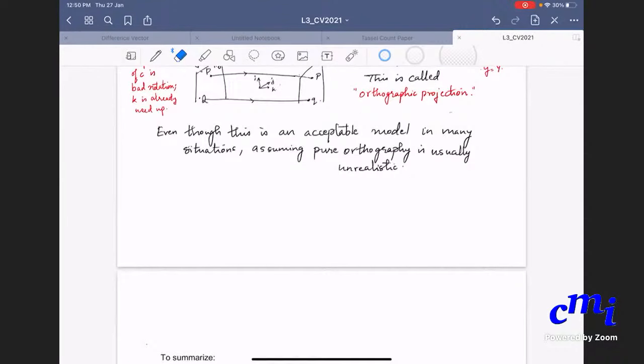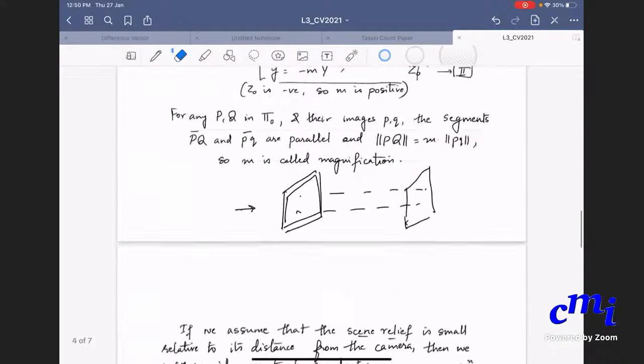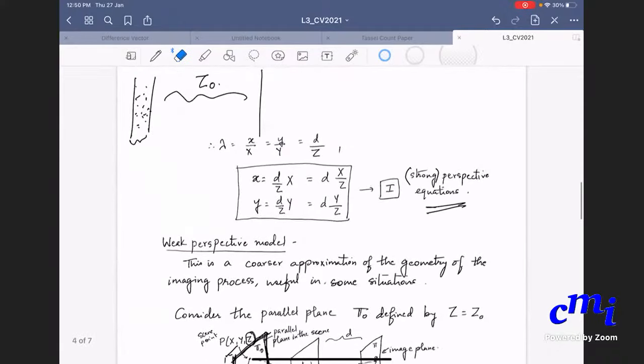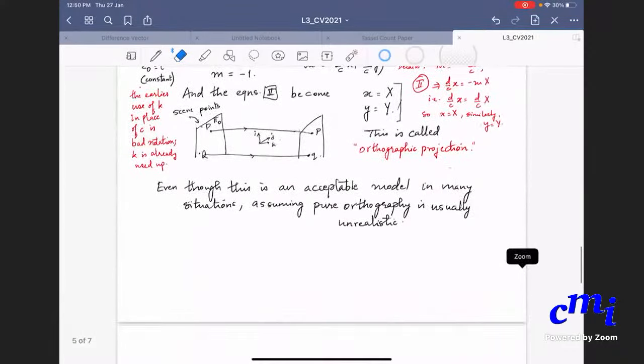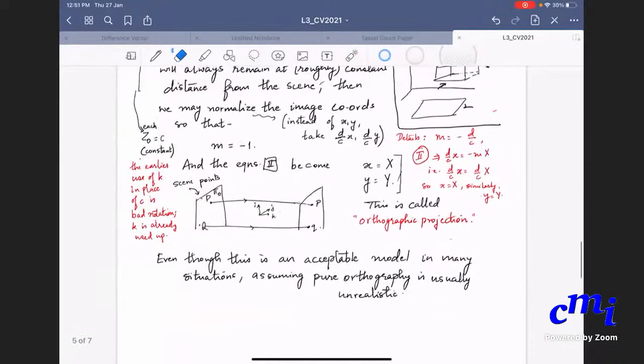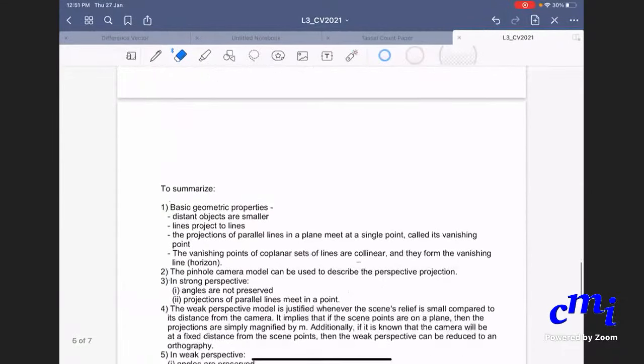Usually this is unrealistic. We don't talk about orthography or weak perspective in the usual imaging process. In the usual process, we just take these as our perspective equations. But if you read about this stuff, you will read about weak perspective, and then you will say, oh, we never talked about this in class. So I just mentioned this whole business.